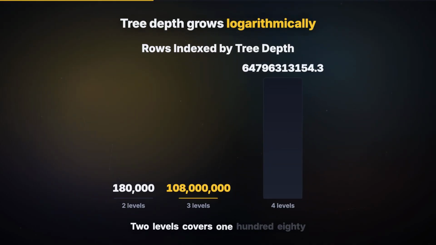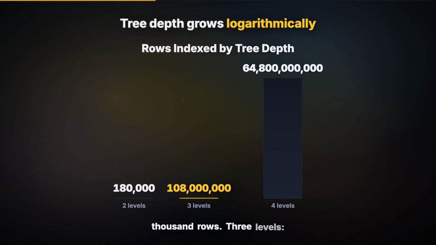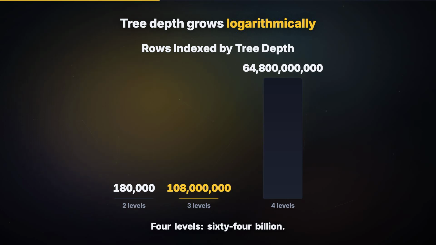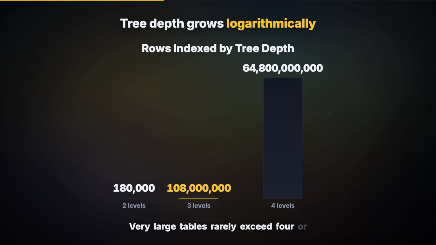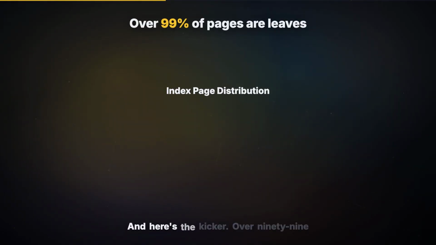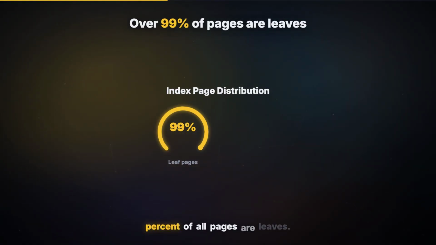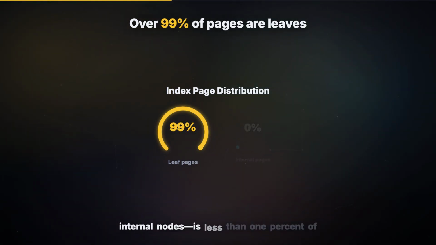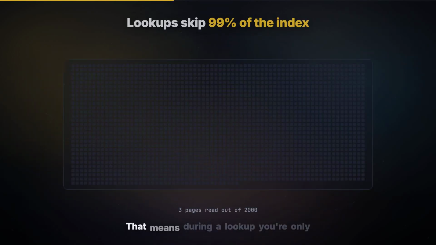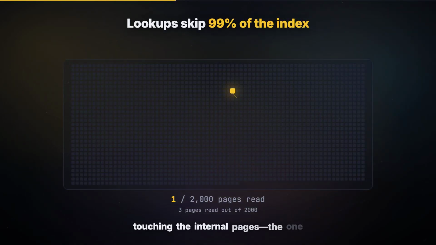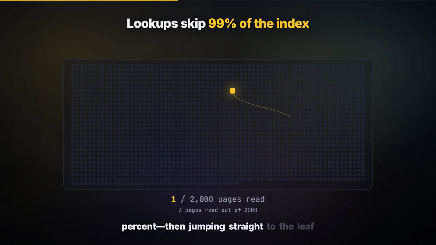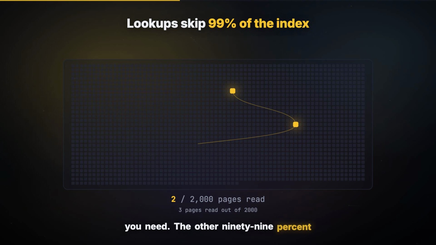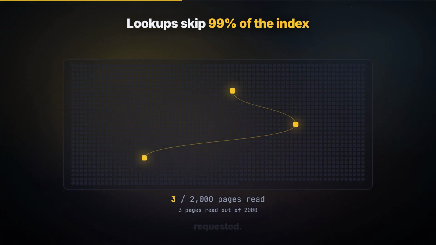2 levels covers 180,000 rows. 3 levels, 108 million. 4 levels, 64 billion. Depth grows logarithmically. Very large tables rarely exceed 4 or 5 levels. And here's the kicker. Over 99% of all pages are leaves. The entire internal tree, root plus all internal nodes, is less than 1% of the index. That means during a lookup, you're only touching the internal pages, the 1%, then jumping straight to the leaf you need. The other 99% sit idle until their specific key range is requested.